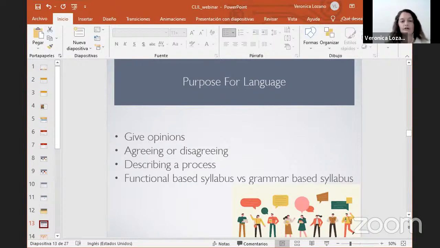This is what we also know as functional language. This is teaching language, teaching grammar and vocabulary, but not looking at grammar items, but looking at their function. For example, giving opinions. Let's see if you can share in the chat how to give opinions in English. Can you think of a way in which you could phrase an opinion?